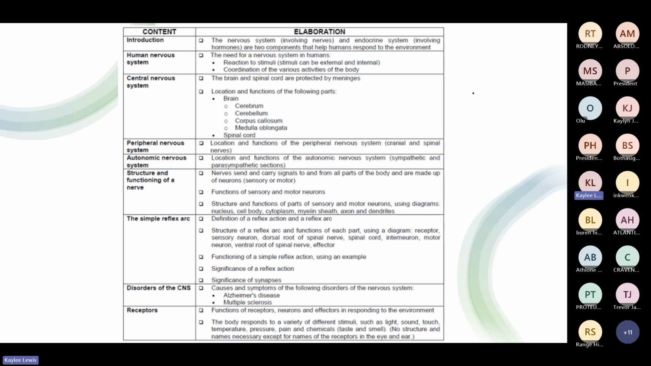Right, so today we are looking at human responses to the environment. And this section of work is all in paper one and makes up 54 marks of paper one. So it's almost making up a third of paper one, which is quite a big section in your paper. So we're going to focus on the human nervous system, and you can see here the human nervous system, and then it splits it up into the central nervous system and peripheral nervous system, which is broken up further into the autonomic nervous system. And then it looks at your neurons, a reflex arc, and then disorders, and then receptors. So that will be our first part.